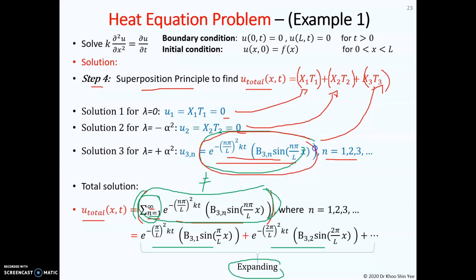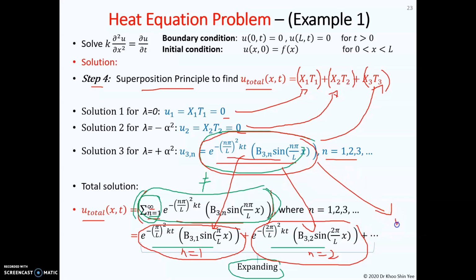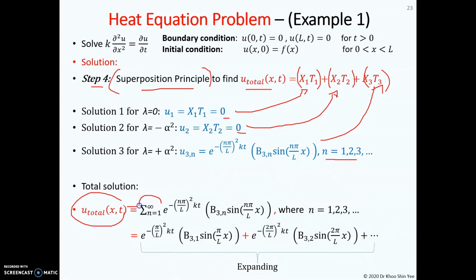This solution is just the individual solution when n equal to 1, which means this is the mode 1 solution. When n equal to 2, this is the mode 2 solution, and n equal to 3, 4, 5, 6, and so on until infinity. The total solution here applies the superposition principle to take the summation of all the individual solutions. So the summation here basically is to apply the superposition principle, and it's very important.